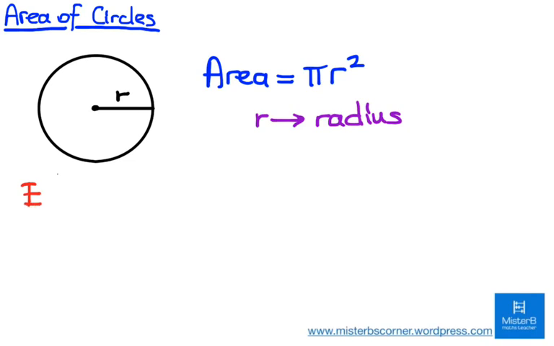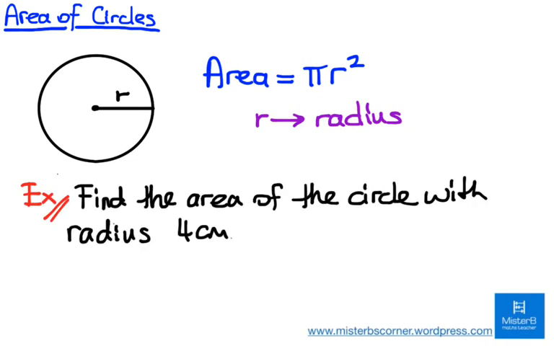Now, find the area of the circle with radius 4 centimeters. So this means the radius here is 4 centimeters long, right? And we are going to substitute it into this formula.